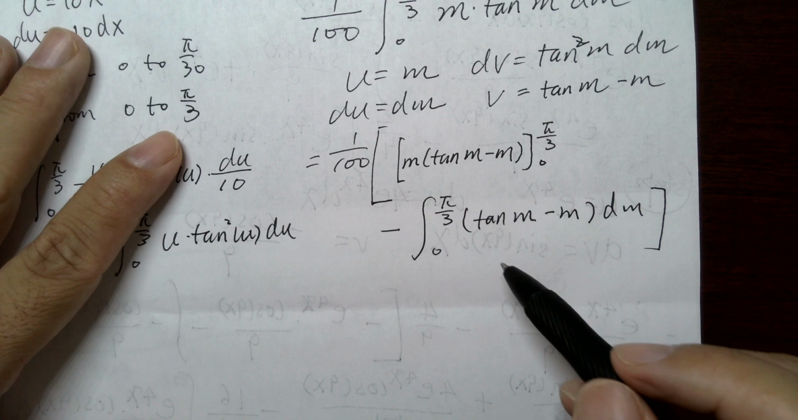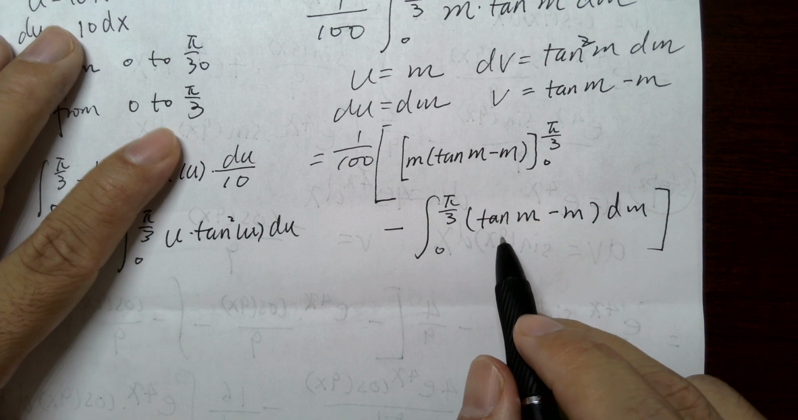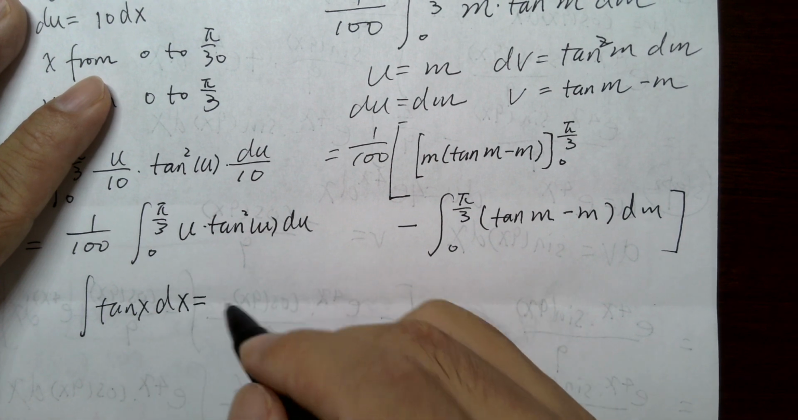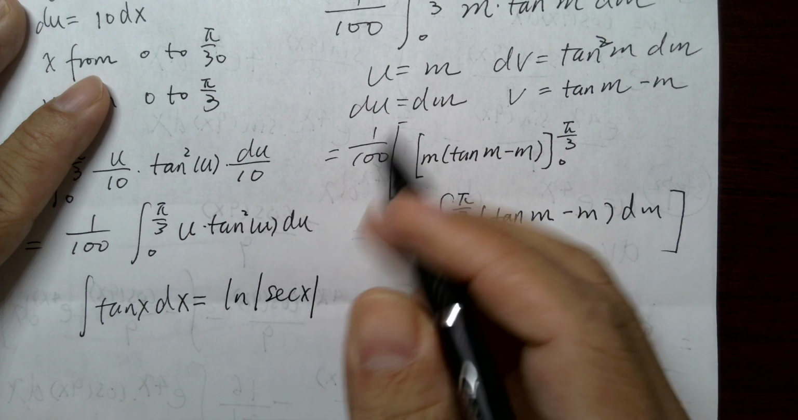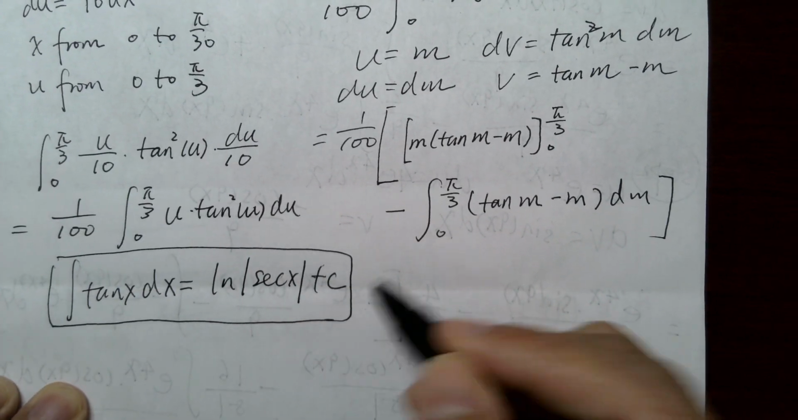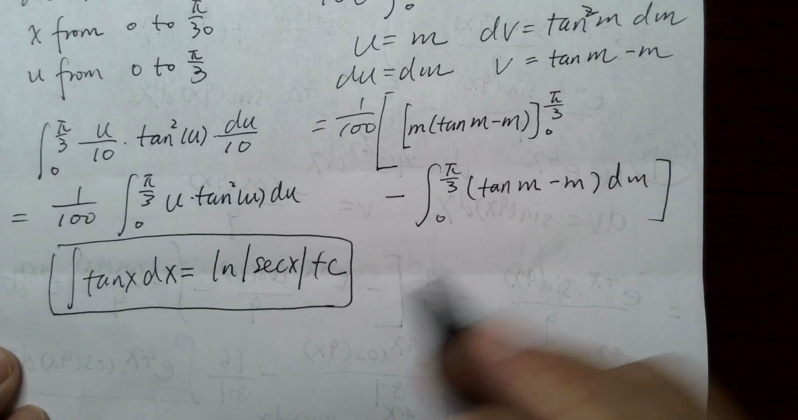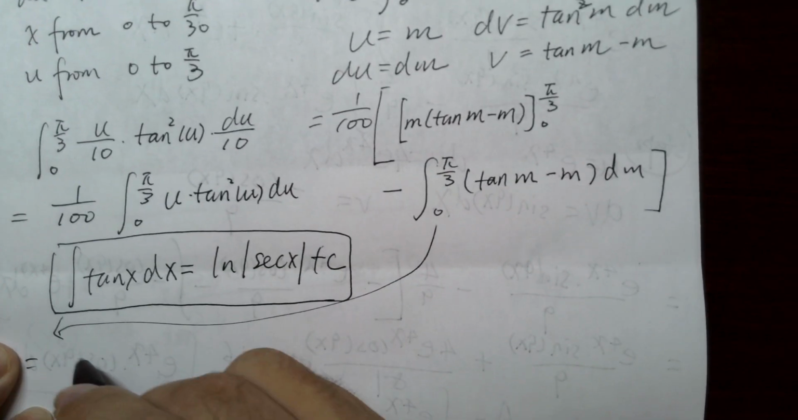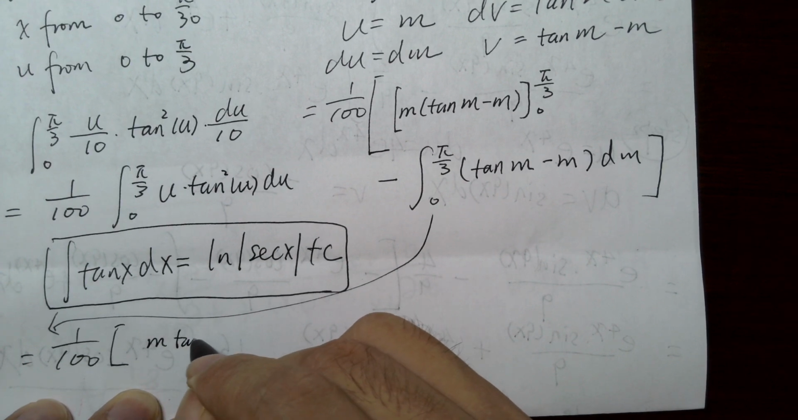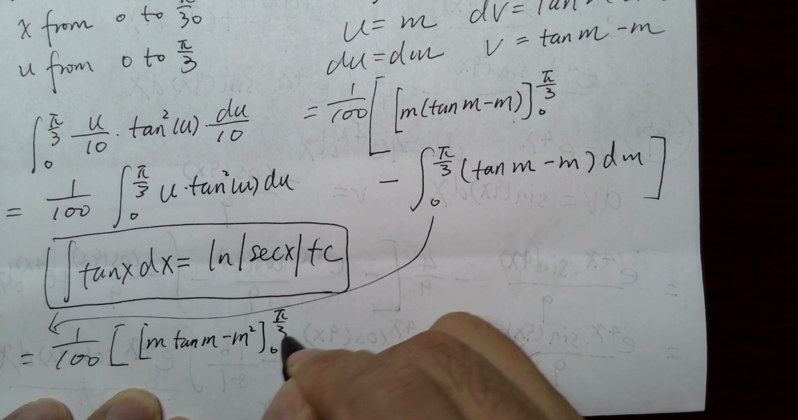So now, as you can see right here, the integral of tan x dx equals ln of the absolute value of secant x plus constant c. That's another piece of information you will use. To continue this part, let me write it here. So it becomes 1 over 100, you know. So it's m tan m minus m squared, right? From 0 to pi over 3, okay.